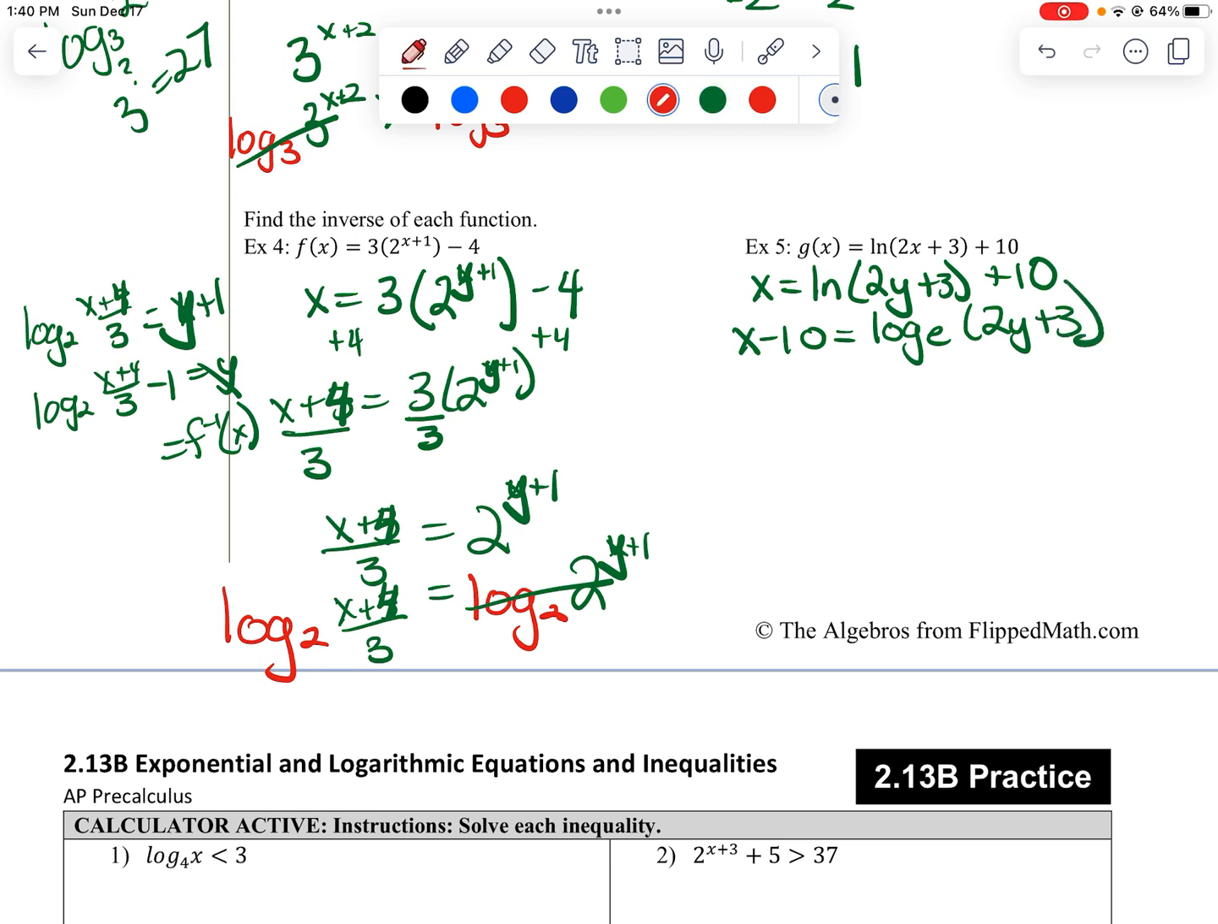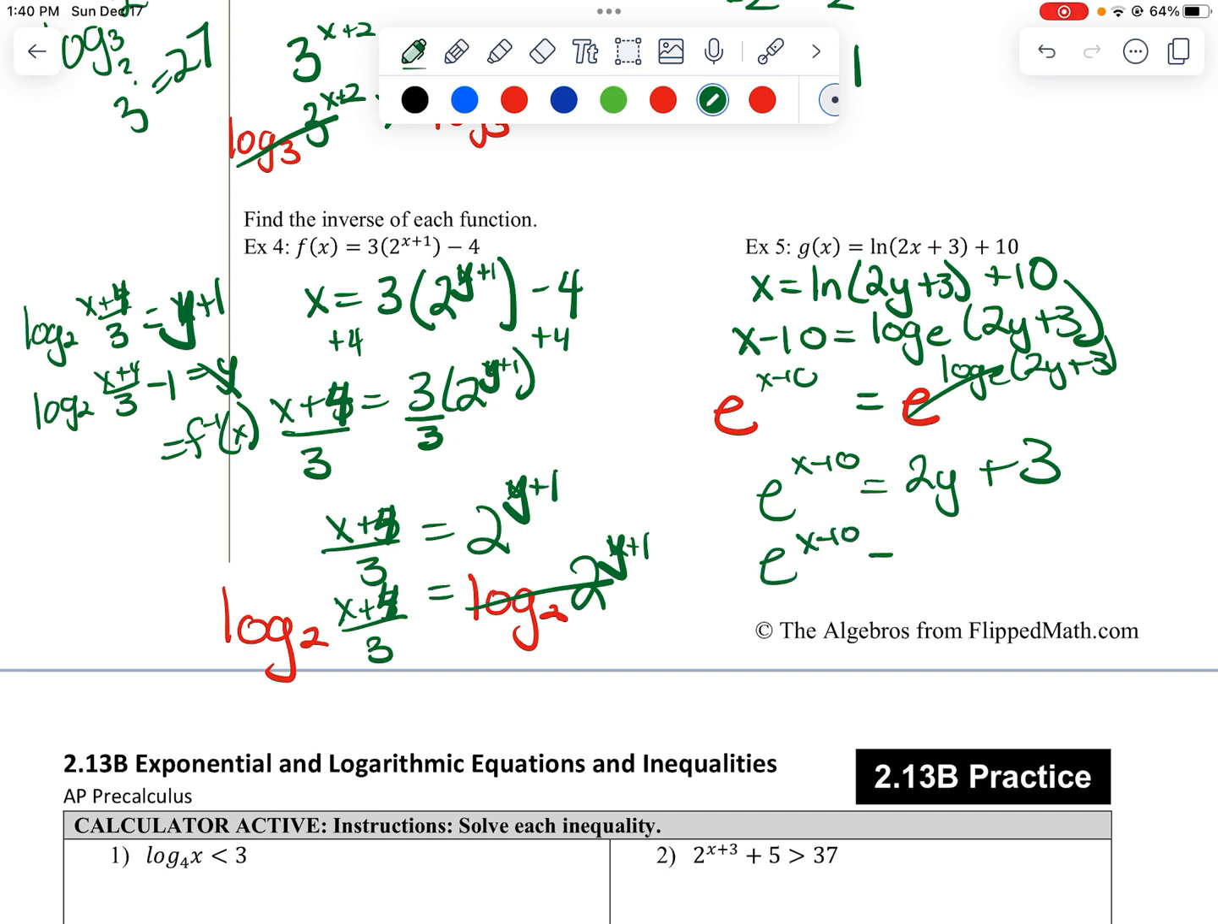Okay, so if it's base e, so e is the base of our exponent. So log base e of 2y plus 3 equals x minus 10. So e to the x minus 10 equals 2y plus 3. So then we would subtract 3 and divide by 2. And I might switch it just to the inverse right now. e to the x minus 10 minus 3 over 2 equals our inverse.